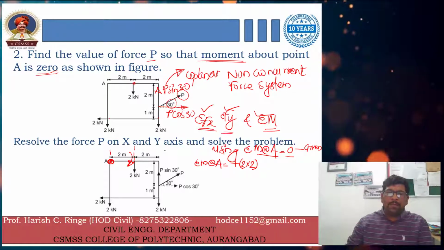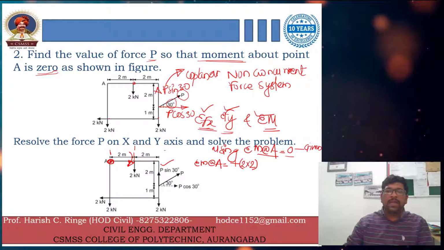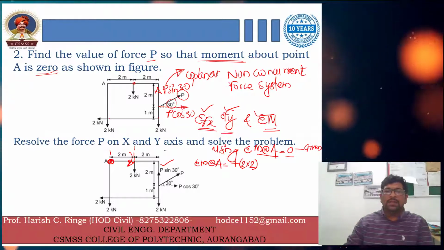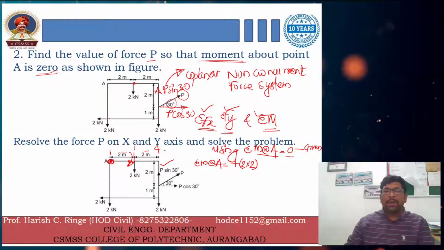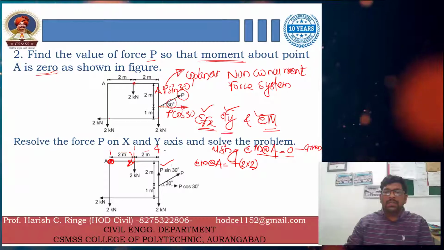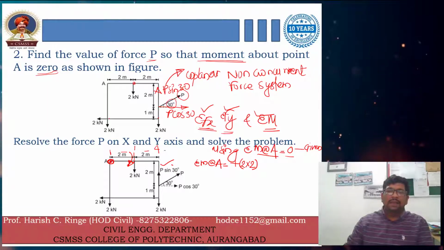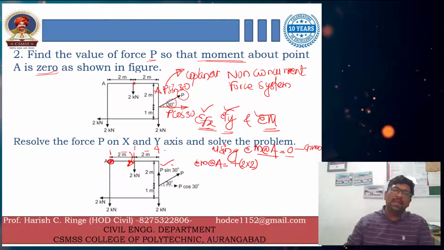ये हो गया. उसके बाद में आप यहाँ पर आ जाएंगे तो ये परपेंडिकुलर डिस्टेंस बिटवीन P sin 30 एंड पॉइंट A इज नथिंग बट 2 plus 2, दैट इज 4 meter, right? So the perpendicular distance into force we are having as P sin 30. And again just keep your thumb on point A. Just rotate the finger towards the direction of the force.